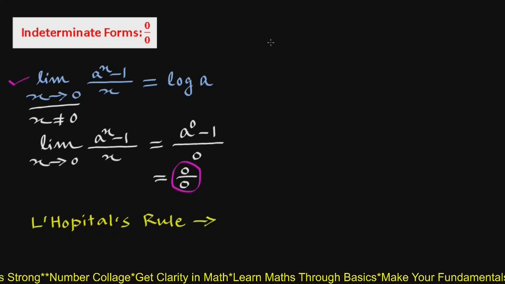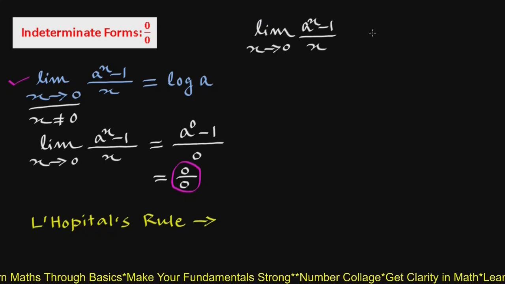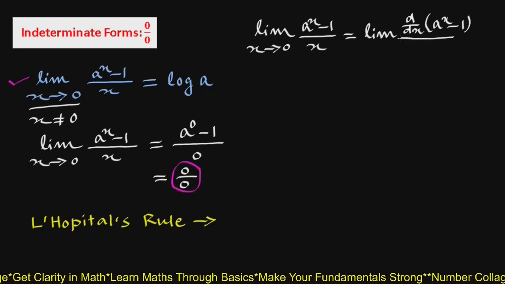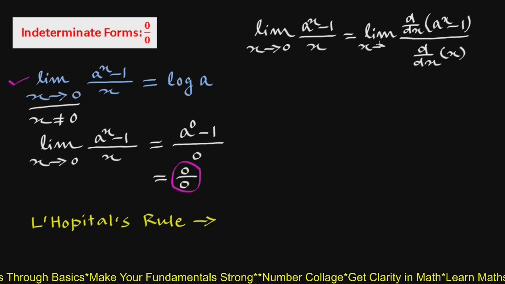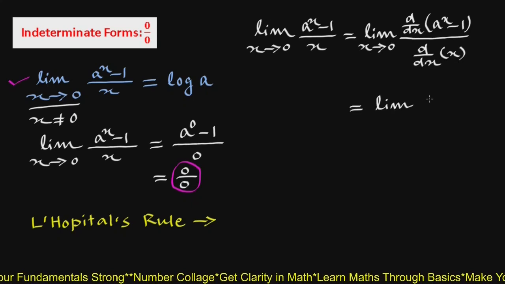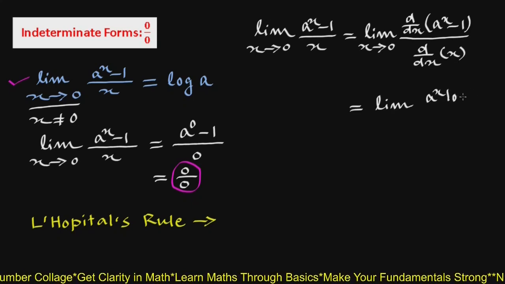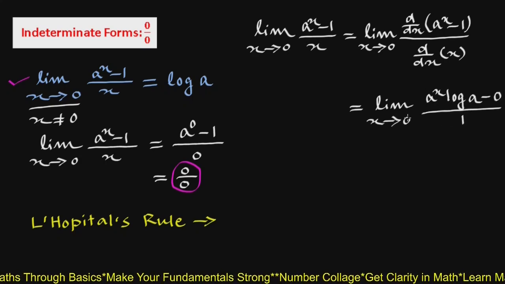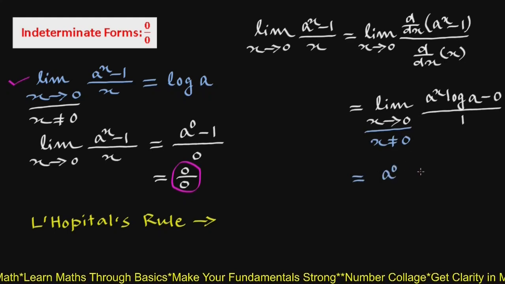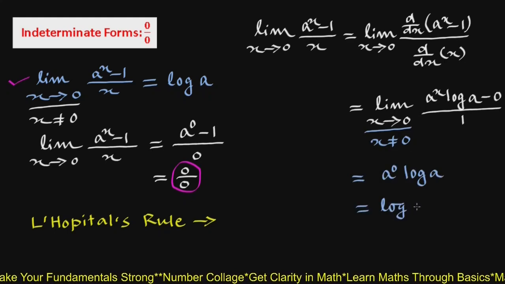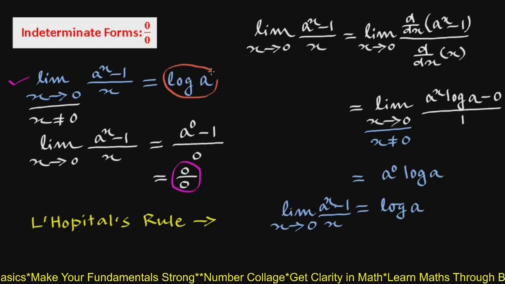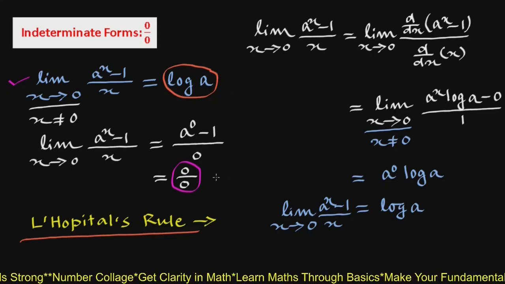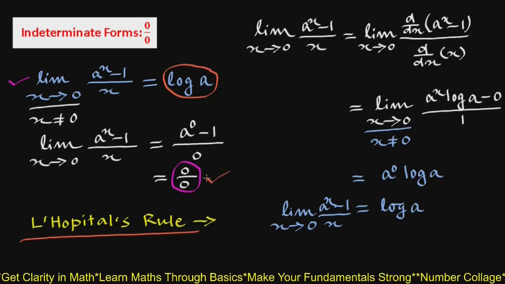So according to L'Hopital's rule, this limit will be limit d by dx of a raised to x minus 1 upon d by dx of x as x tends to 0. This will be limit a raised to x log a minus 0 upon 1 as x tends to 0. This limit will be a raised to 0 log a, same as this, log a. So we can see by using L'Hopital's rule how easily we can evaluate indeterminate form 0 upon 0.